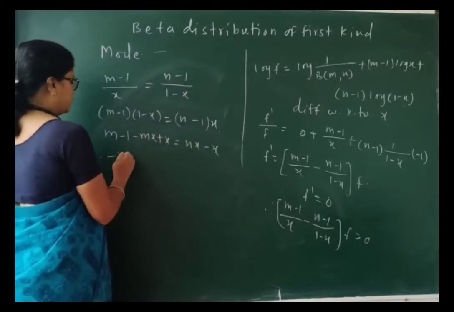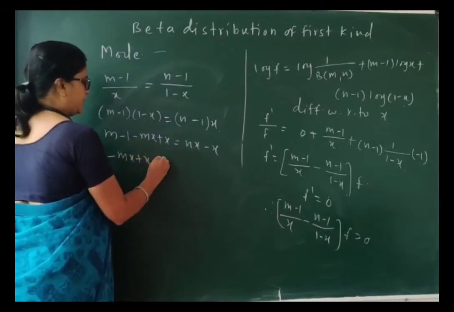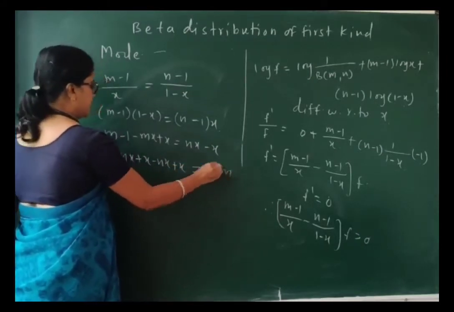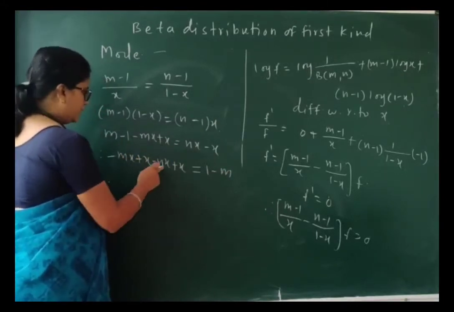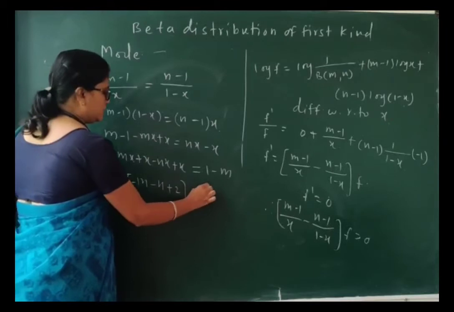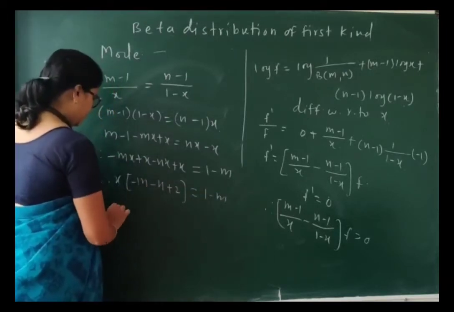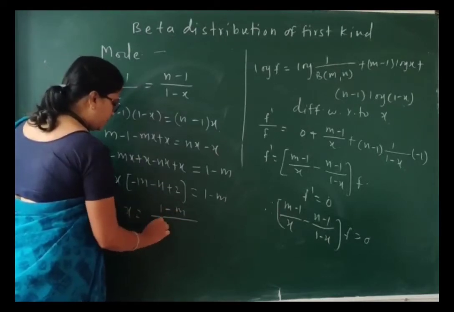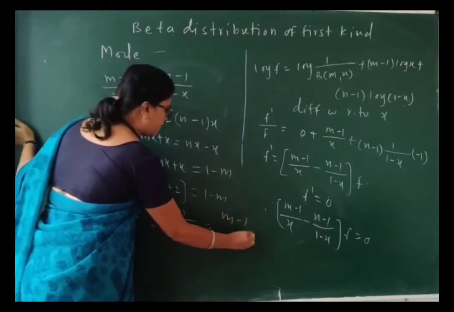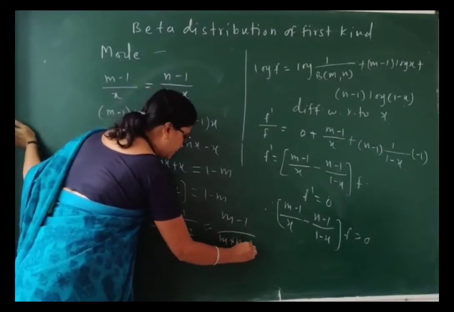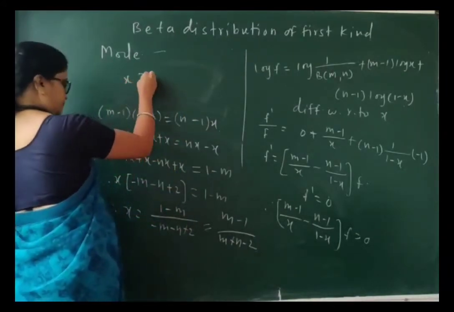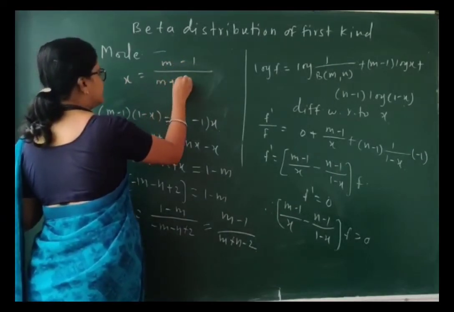Let me collect the terms of x. So m - mx + x - nx + x, and this is equal to 1 - m. Now out of these I have x as common. So in the bracket I have (-m - n + 2) x = 1 - m. So x = (1-m)/(-m-n+2). Multiplying by minus 1, we get m - 1 divided by m + n - 2. So that is the value of x.